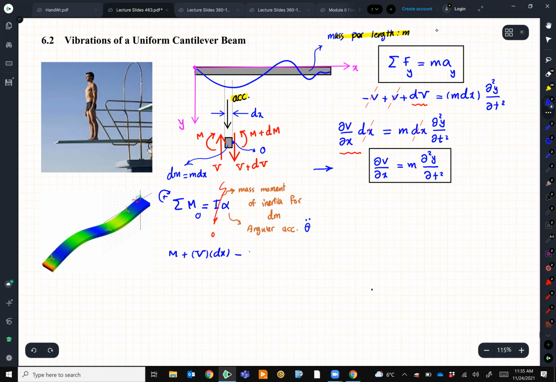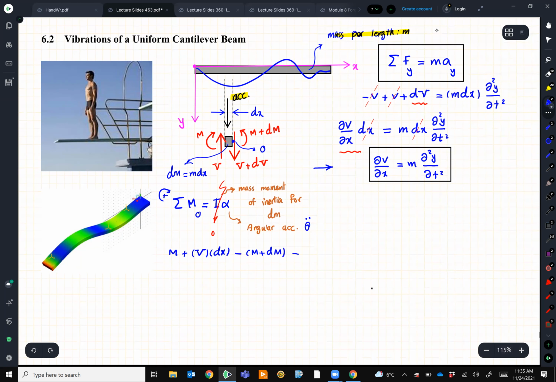I have minus M plus dM, and that V plus dV is passed through point O, so it doesn't have any moment there, equal to 0. Simplify those things. So we'll get rid of M, make sure that I haven't missed anything. So we'll end up with V dx equal to dM.